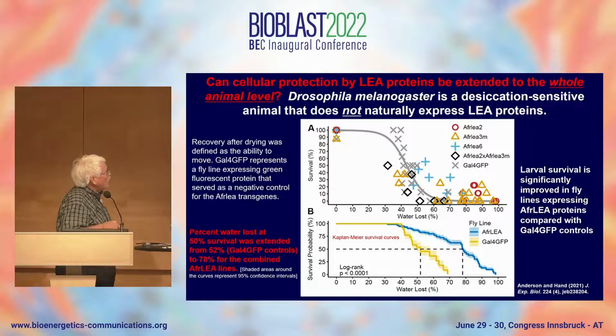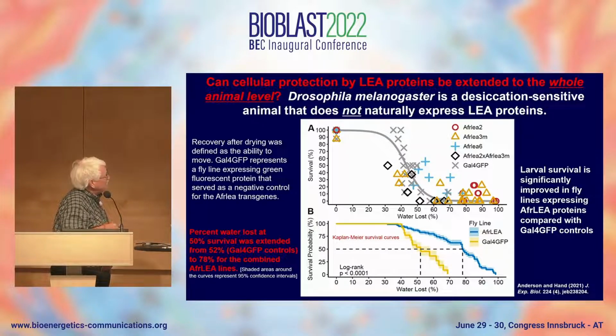Okay. So what we wanted to do was to take these data that have been appearing in the literature for LEA stabilization of target proteins and even cells, and ask the question, can cellular protection by LEA proteins be extended to the whole animal level? To do this, we looked at Drosophila. That organism, of course, is a desiccation-sensitive animal that does not naturally express LEA proteins. So what we did then was we created several fly lines expressing different LEA proteins, as well as a control fly line that expresses green fluorescent protein as a negative control for these transgenes.